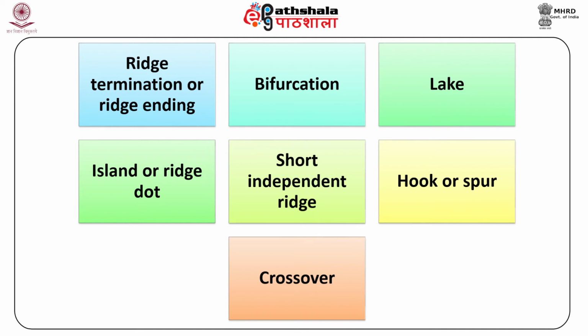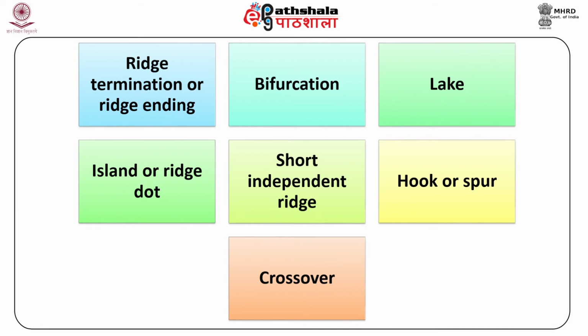Next is lake, when there is an enclosed area in between the ridge. Next is island or ridge dot, when there is a small dot or circle within the overall print. Next is short independent ridge, when there is a relatively small ridge within the overall pattern. Next is hook or spur, when a small curved ridge is attached to a regular ridge.